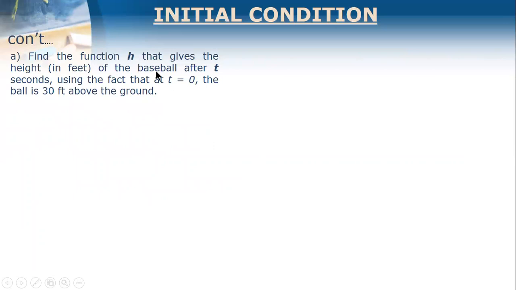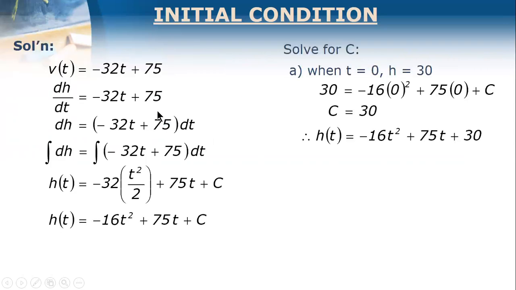So letter A, find the function h that gives the height in feet of the baseball after t seconds, using the fact that at t equal to 0, the ball is 30 feet above the ground. So our answer is this one, from this one.